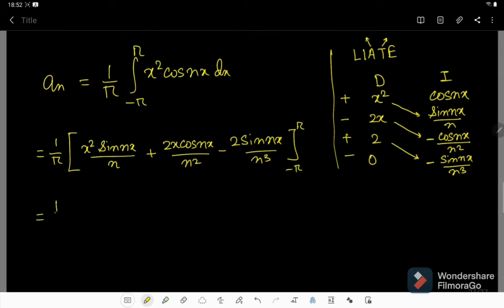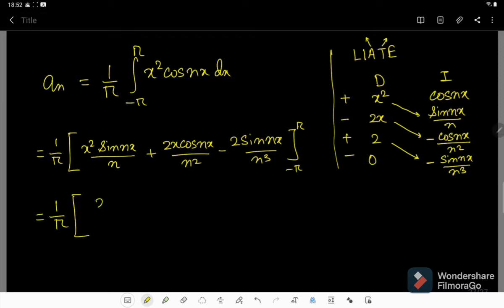So, hope you have understood the thing. You can check that sin n pi will be 0 and sin minus n pi will also be 0. So this term will be 0, the sin-involving terms will be 0, as well as this term will be 0. I have to only find the value for cos nx terms.